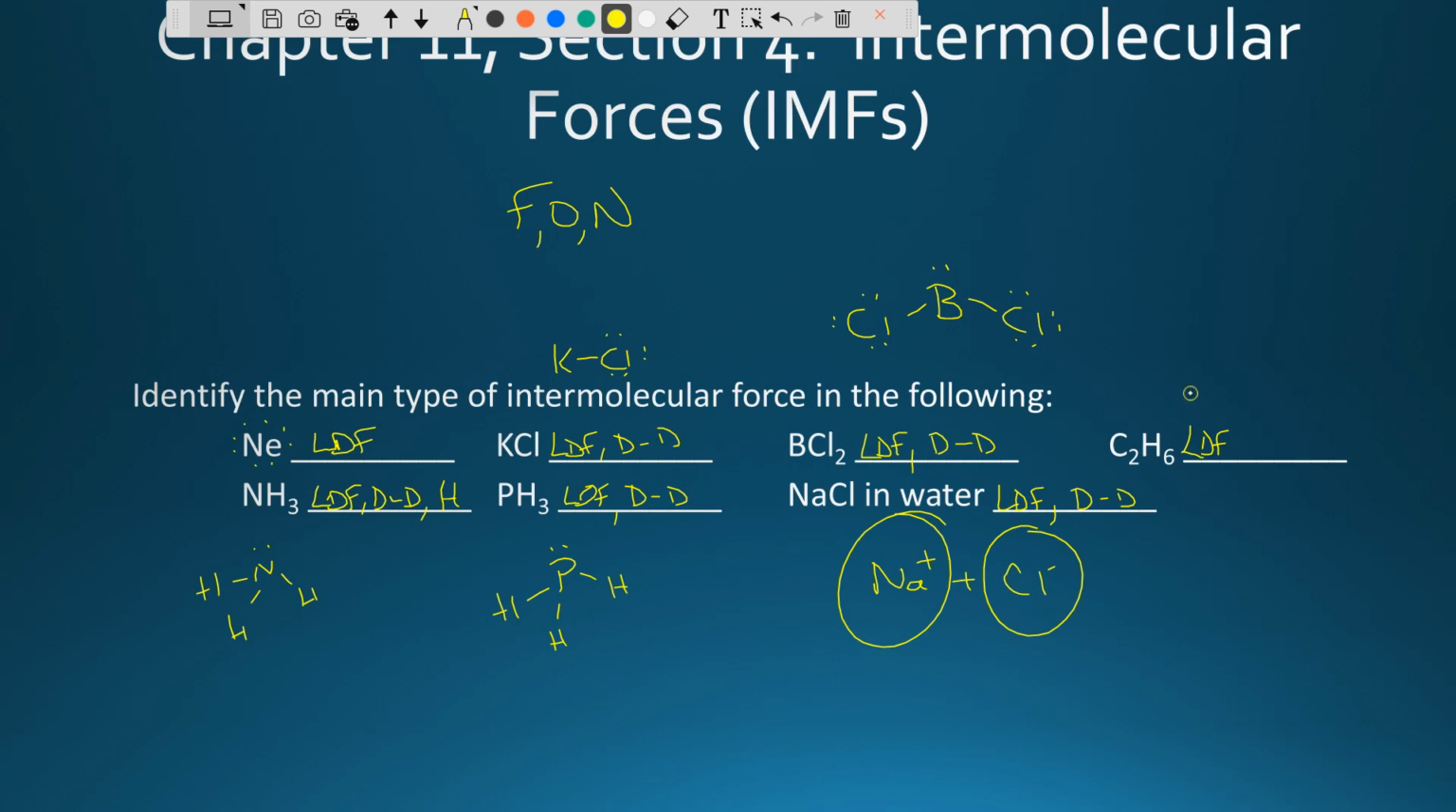Now, we take a look at one last one here, C2H6, and so that's going to be 2 carbons together, and here are going to be all of my hydrogens surrounding it. It's non-polar, so it's not a dipole-dipole, but I do see carbons, and I see these are all hydrogens, but it's not one of the F, O, or N. So this is going to be LDF only, okay?